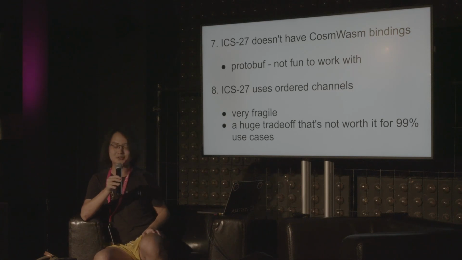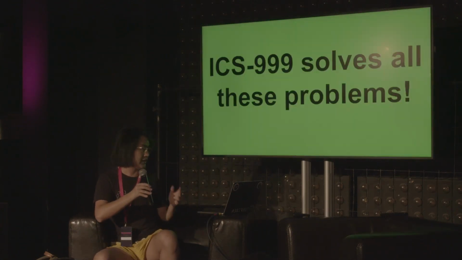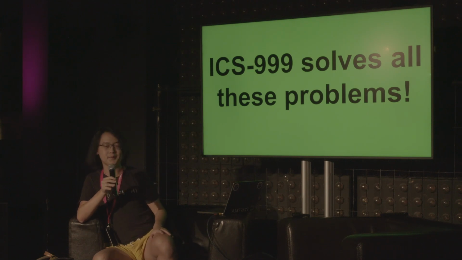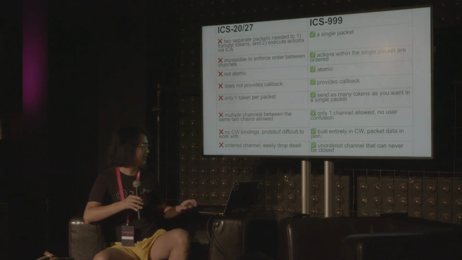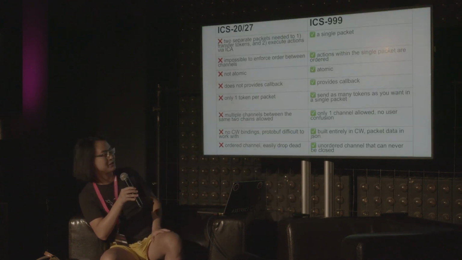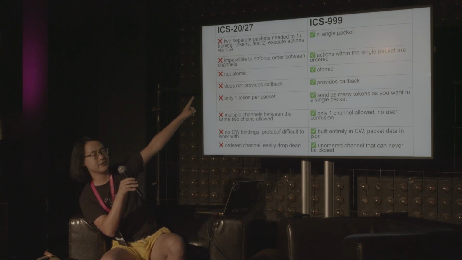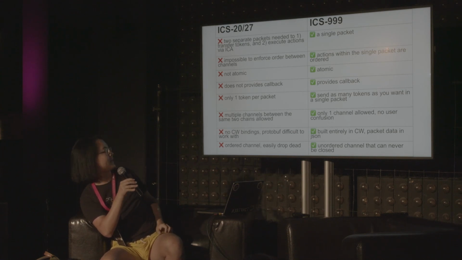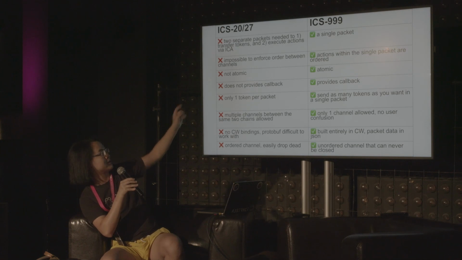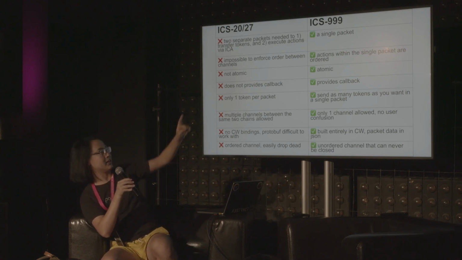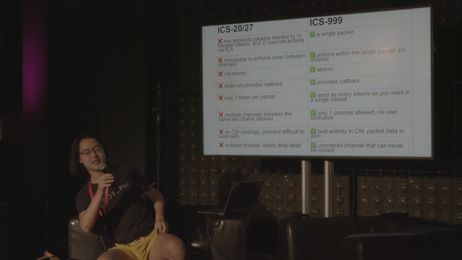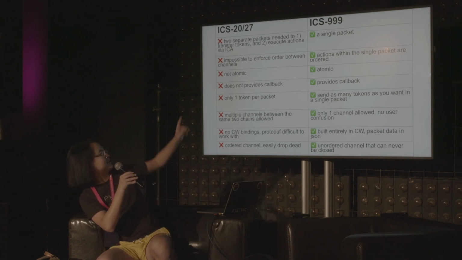Alright, so those are the 8 drawbacks of existing protocols. And now I'm going to show you that my protocol, ICS-999, solves every single one of them. So here's a table comparing existing protocols and ICS-999. The existing protocols need two packets for the send and delegation task; ICS-999, only a single packet. The existing protocols make it impossible to enforce order between channels; with ICS-999, no need, because we only have one channel. Existing protocols are not atomic. ICS-999 is atomic.